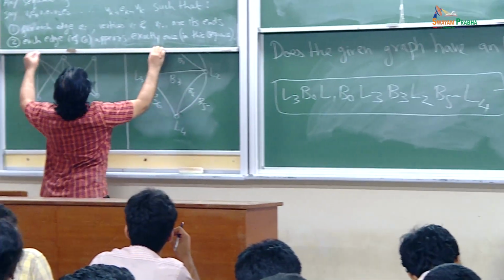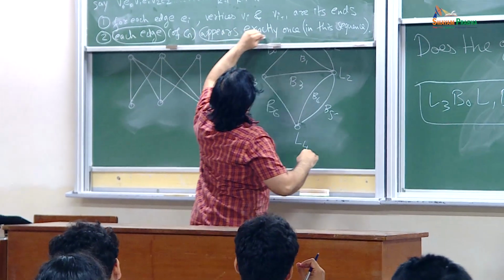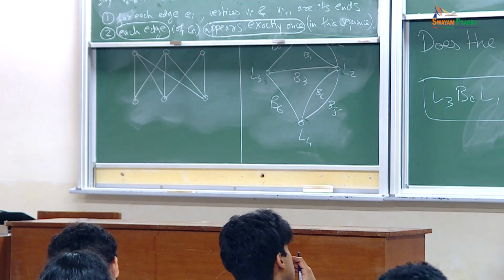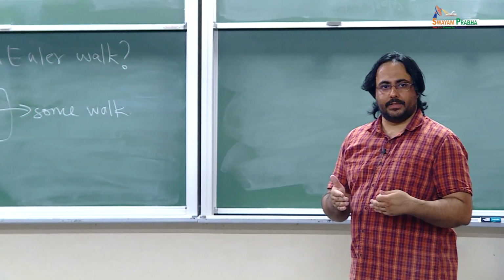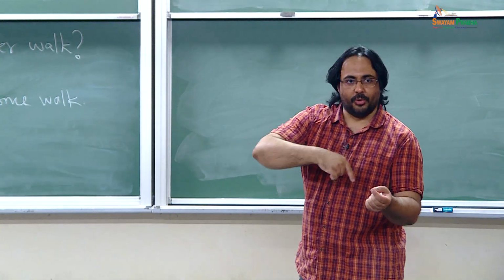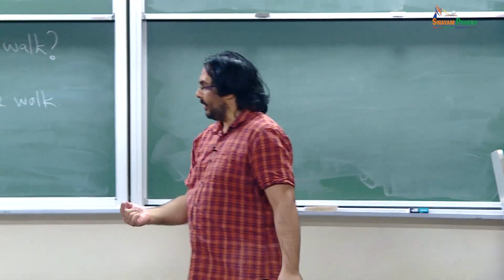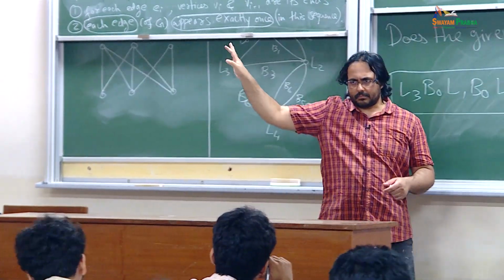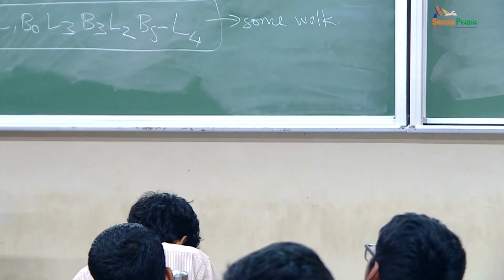So what is the Euler property? Each edge of the graph appears exactly once. This is the Euler property. So I want a walk in which every edge is there exactly once. That just means that in the original city, I can take a tour which will travel each bridge exactly once. Make sense? Okay. So that is what we call an Euler walk. Is the definition of an Euler walk clear? Yeah? Okay.